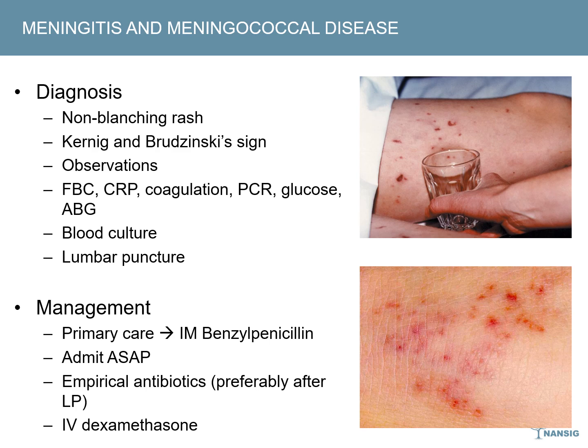In terms of the management of these patients, if you're in primary care and you suspect meningococcal disease, you should give intramuscular benzylpenicillin, if this doesn't delay transfer to secondary care. Once the patient is admitted, as soon as possible, you can give empirical antibiotics, preferably after the lumbar puncture, and then IV dexamethasone to reduce inflammation.